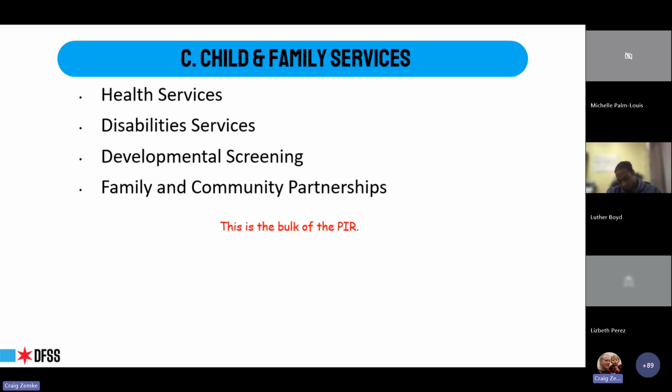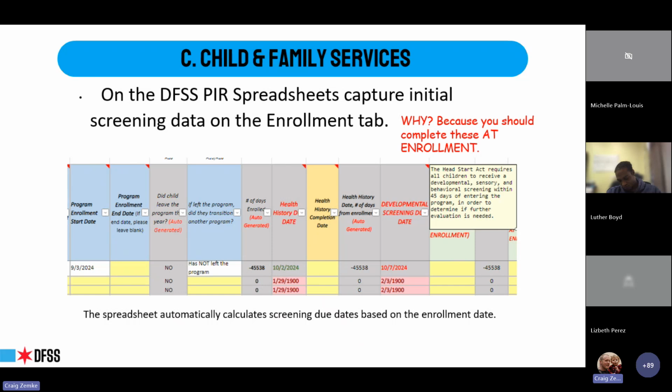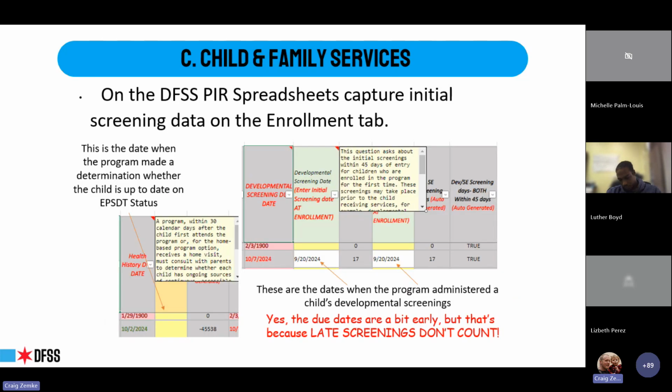So we already looked at that section, so we're going to move on. Again, I showed you this already on the live sheet. This is how you determine from the enrollment date the 45-day due date and the 90-day due date, and where you can find specific information describing what we're asking when it relates to the screening information. Again, it's those little red triangles.